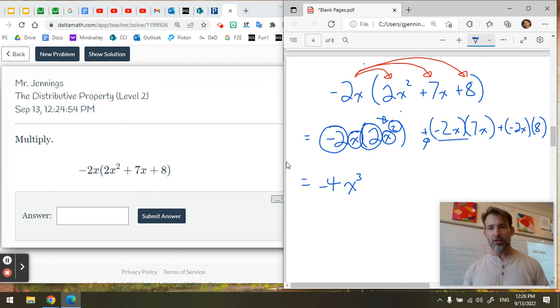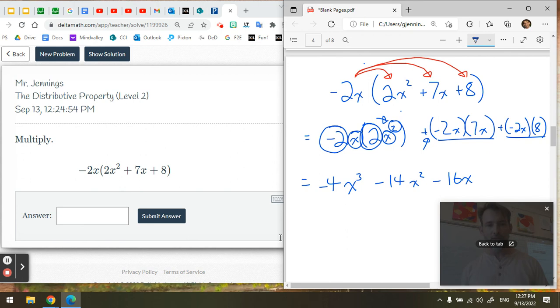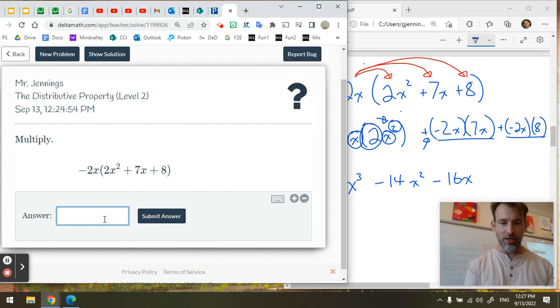And then next term here, negative 2 times 7 is negative 14. X times x is x squared. And then over here, negative 2 times 8 is minus 16. And x times itself once is x. Let's input that and see how we did.